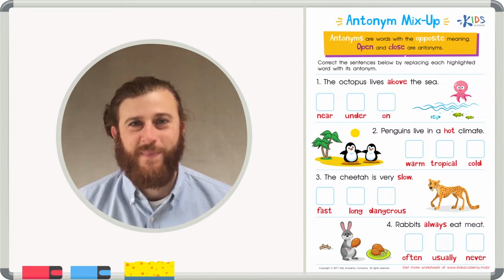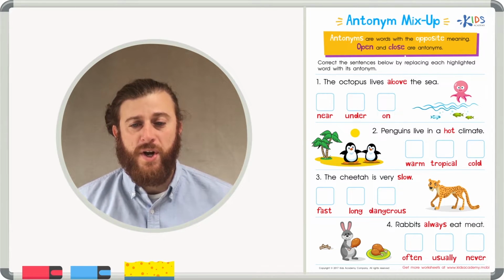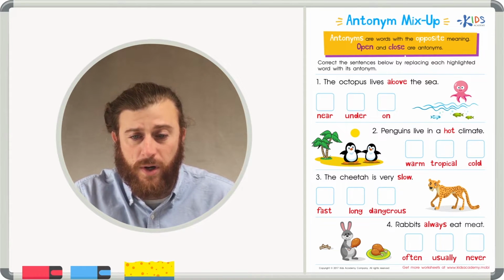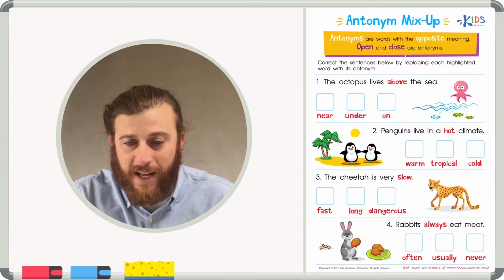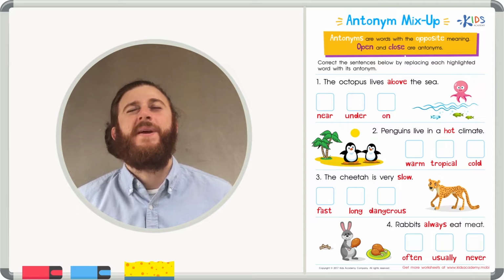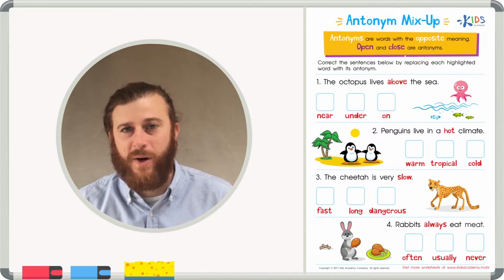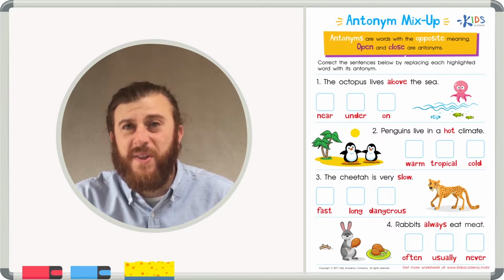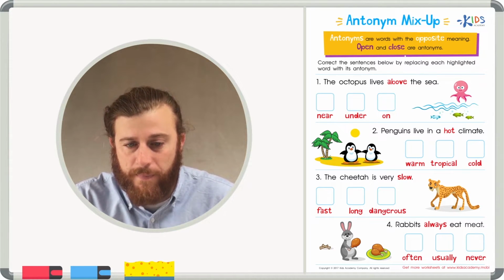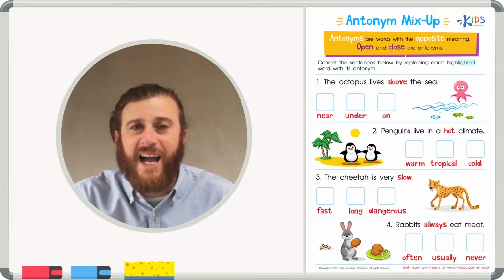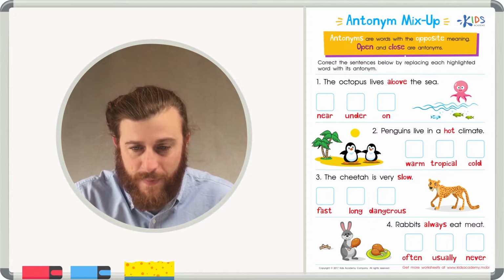It's Teacher Mike here. Today we're going to be looking at a worksheet called Antonym Mix-Up. Antonyms are words with the opposite meaning, like open and close. Opposite means the furthest thing from that word, meaning the most different thing. Let's read the directions and get started right away. Correct the sentences below by replacing each highlighted word with its antonym.